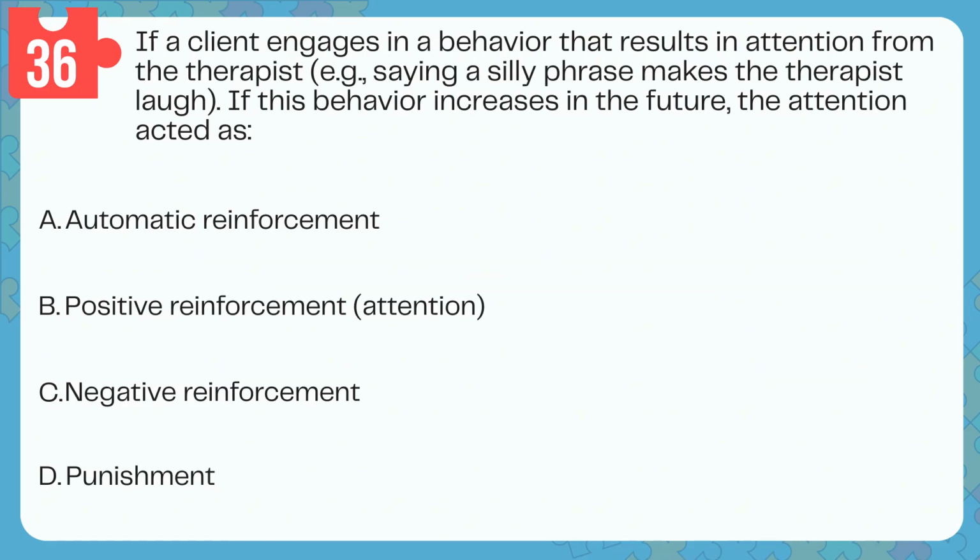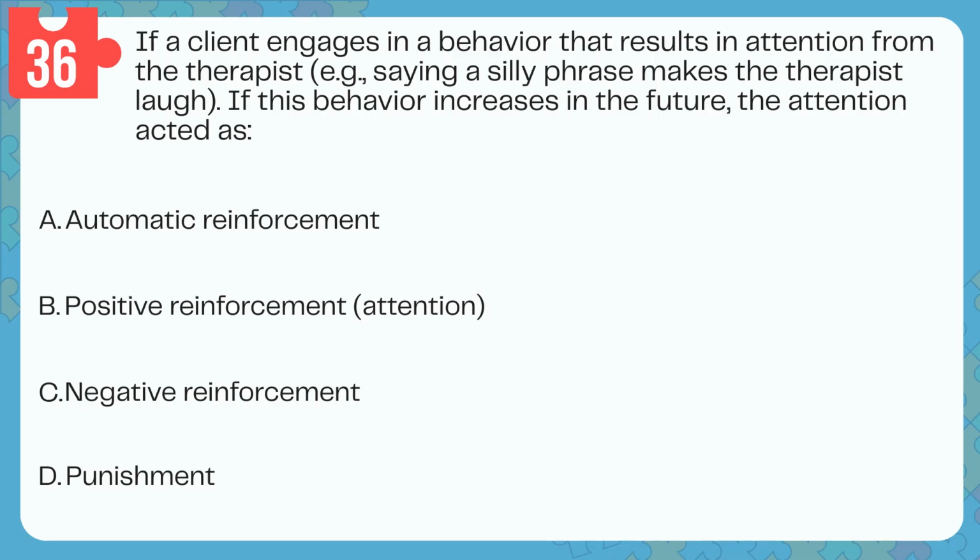Question 36. If a client engages in a behavior and, as a result, they gain access to a preferred item or activity, example, asks for a toy and gets the toy, and the behavior increases in the future, this is an example of A. Automatic reinforcement. B. Positive reinforcement. Tangible. C. Negative reinforcement. D. Punishment.